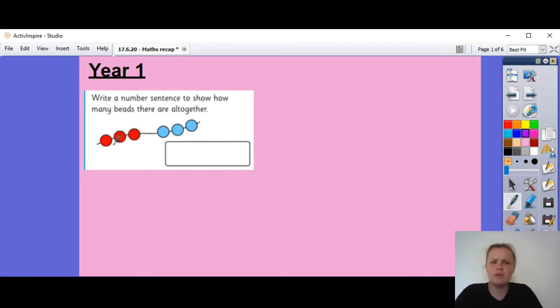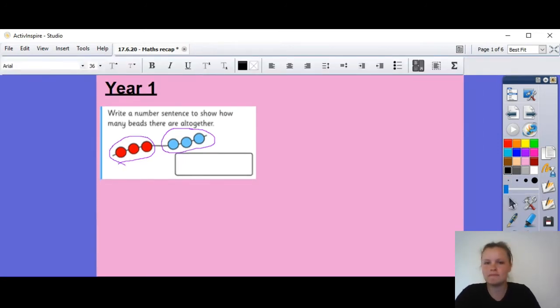Hopefully you might have noticed that we've got 3 red beads and we've got 3 blue beads. So what type of number sentence do you think we are doing? Are we doing an add or a takeaway? I think we're doing an add number sentence. How many red beads do I have? I've got 3. So I'm going to put an add.